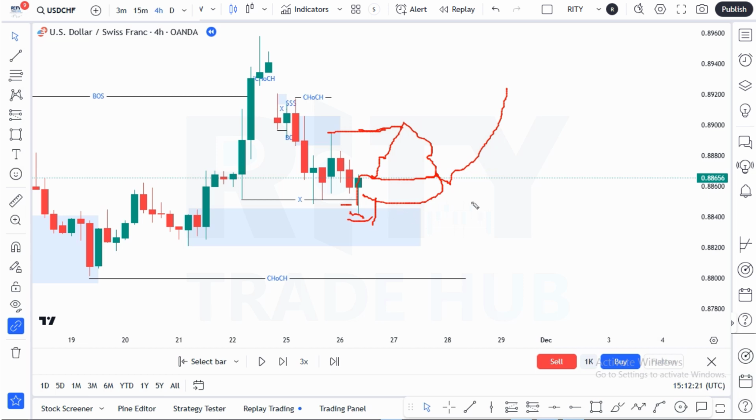So guys, it's very important for you to know, like I said previously, that change of character, either minor or major, is a very important concept in making your trade decisions and carrying out effective technical analysis. There are various internal structure concepts and behaviors in the market which you need to familiarize yourself with.